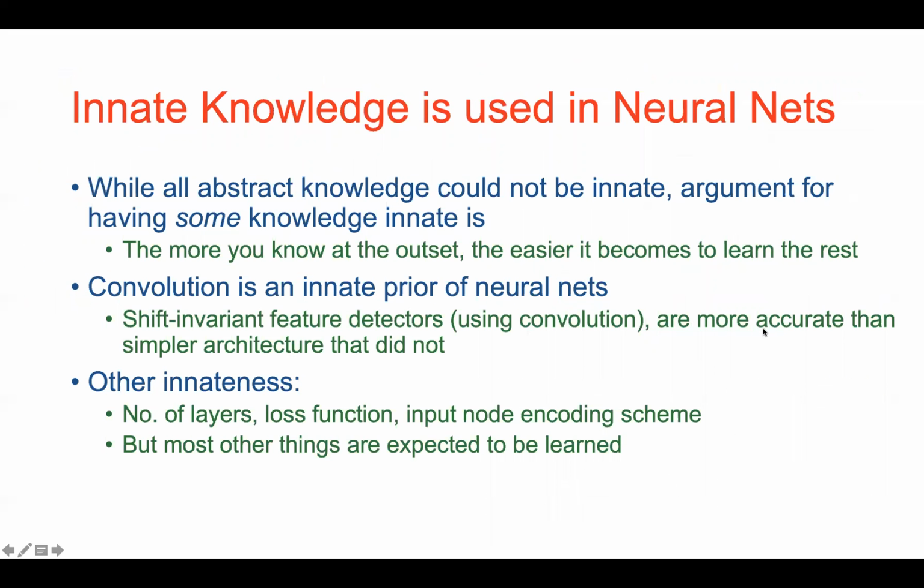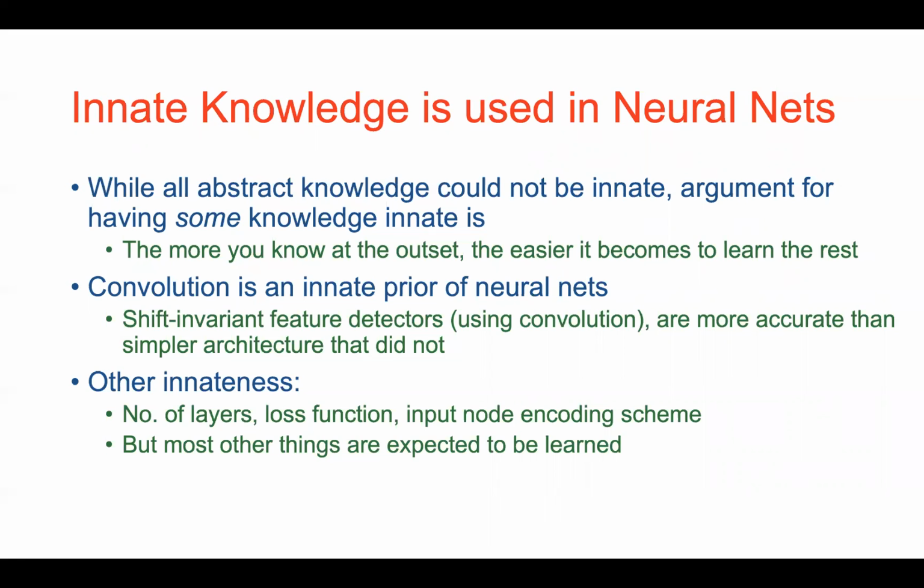Innate knowledge is used in neural networks. Okay, so we can say there is some innate knowledge already in neural networks. Okay, we're all experts in neural networks. While all abstract knowledge could be innate, the argument for having some knowledge innate is the more you know at the outset, the easier it becomes to learn the rest. So it says there is some knowledge that is innate. What is the example of innate knowledge in a neural network? Convolution is an innate prior of neural nets. Okay, CNNs, convolutional neural networks.